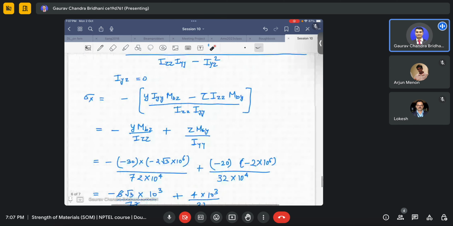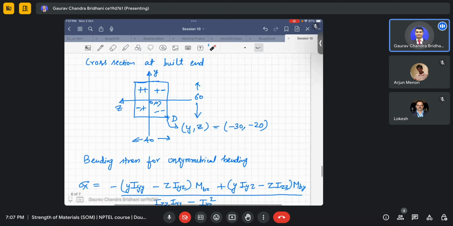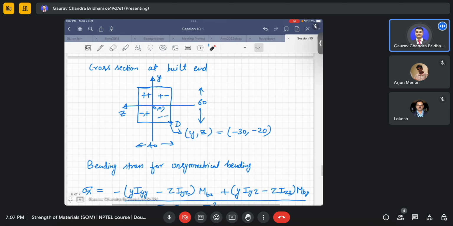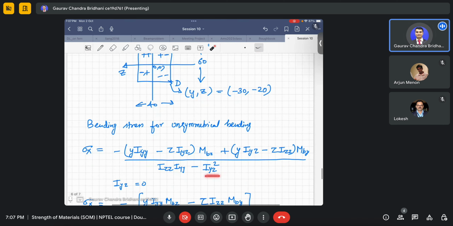Okay, so if suppose we get a cross section where there is not a symmetry, the cross section itself is unsymmetrical, like I or some other cross sections, in that scenario also we need to include the IYZ component in this formula. Okay, we need to make sure this component is made use of properly, and then we can substitute the value and find the answer.